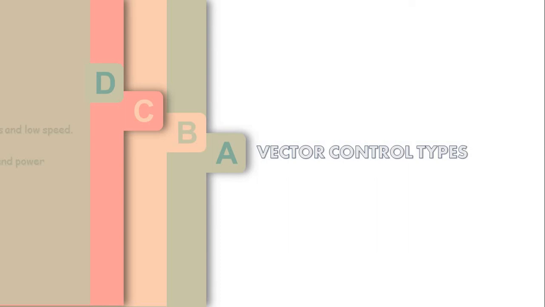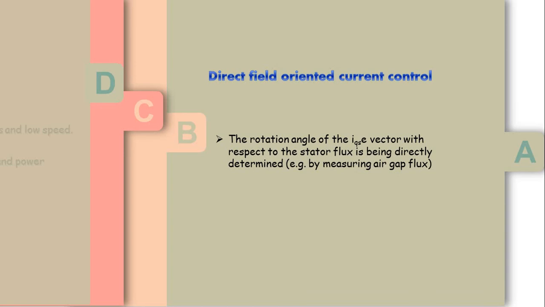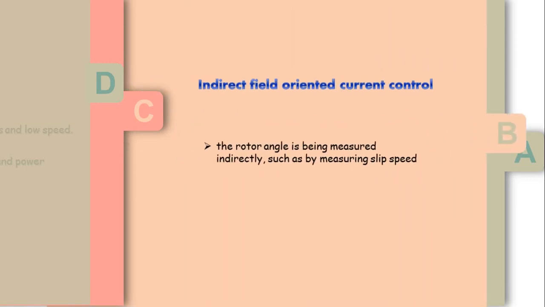The next is about the vector control types. It is classified into two types. The first one is direct field oriented control. The rotation angle of the ISQ vector with respect to the stator flux is directly determined. The second one is indirect field oriented control. The rotor angle is measured indirectly, such as by measuring the slip speed.